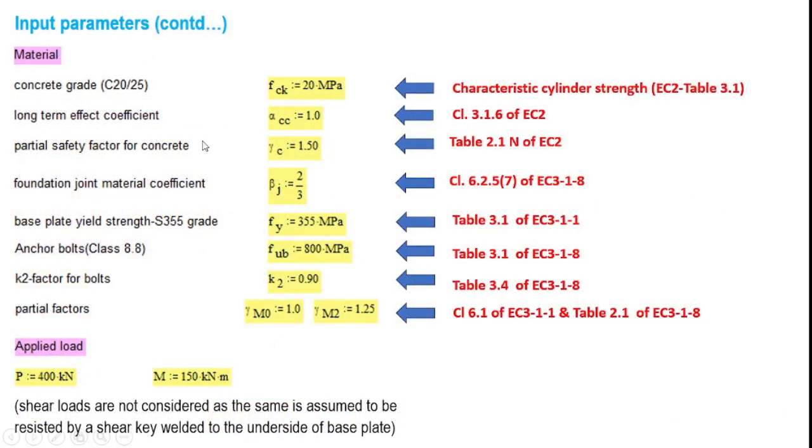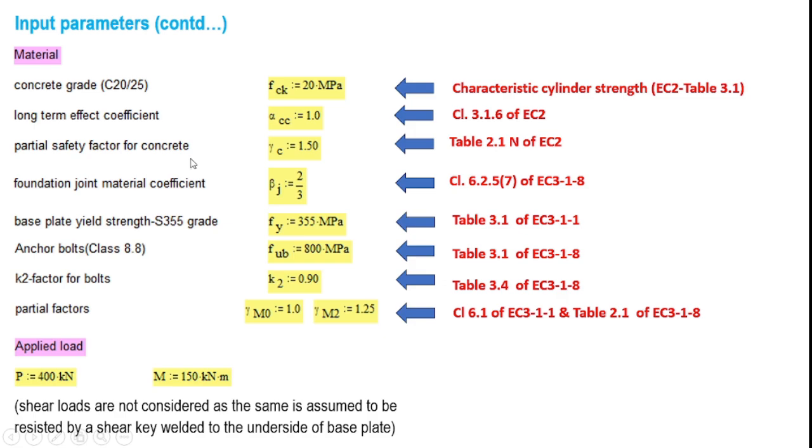Okay, let us continue the input parameters. Now is the material. I have assumed a concrete grade of C20/25 for my concrete pedestal, for which, as per the code, the characteristic cylinder strength fck will be 20 MPa, and the long-term effect coefficient alpha cc is equal to 1. This is to be taken as per clause 3.1.6 of EC2.